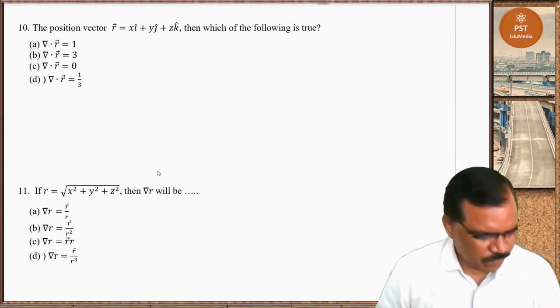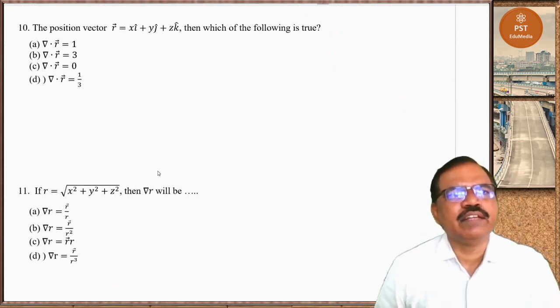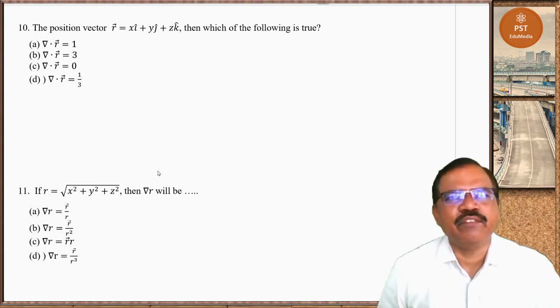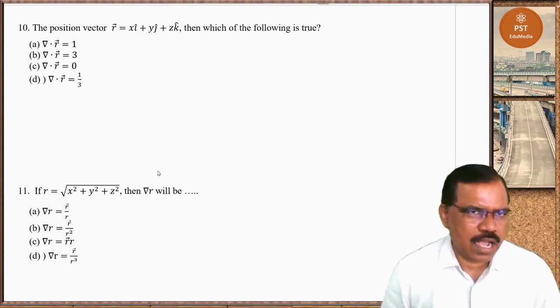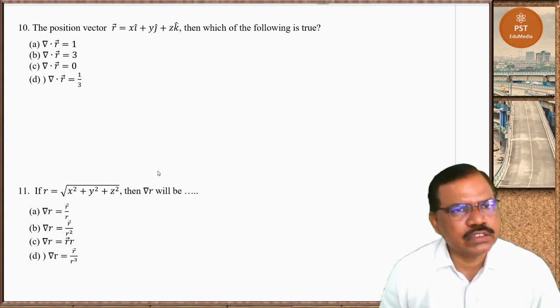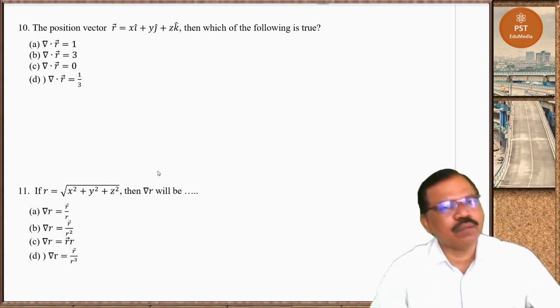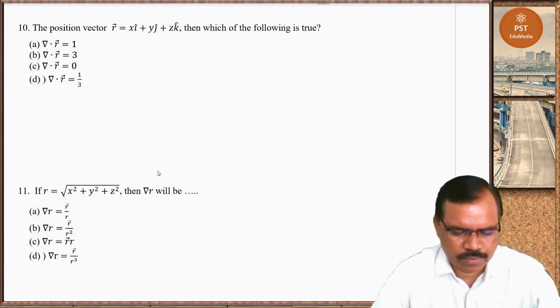Now next. The position vector r is equal to xi plus yj plus zk, then which of the following is true? Del dot r is 1, del dot r is 3, del dot r is 0, del dot r is 1 plus. This is the divergence of the position vector.